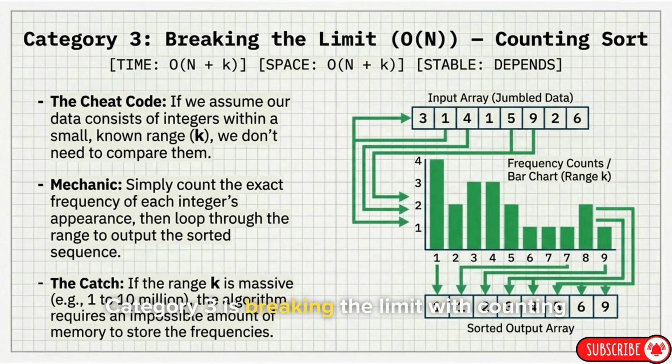Category 3 is breaking the limit with counting sort. It assumes data is within a small known range, k. It counts frequencies and outputs the sorted sequence in O(n plus k) time, but fails if the range k is too massive due to memory constraints.